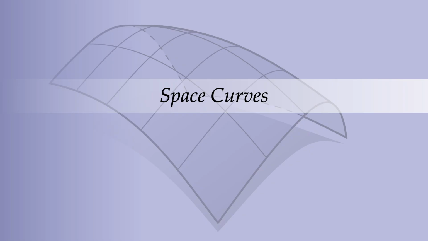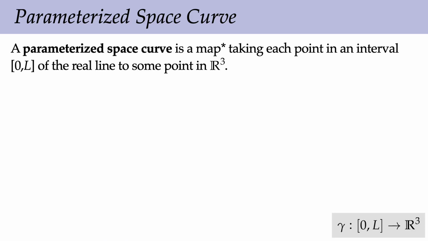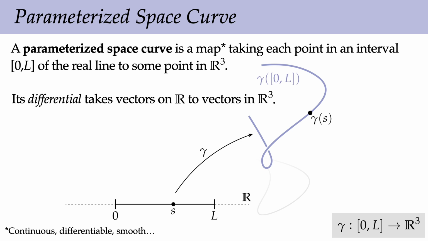Let's talk about curves in three-dimensional space. So in particular, we'll say a parameterized space curve is a map taking each point in an interval 0 to L of the real line to some point in R3. So this is exactly the same as our definition for plane curves, except that now we're taking values in three-dimensional space. As before, we could put further restrictions on this map. We could ask that it be continuous or differentiable or smooth, and again, we'll just assume it's as differentiable as needed. The differential of this curve, just as before, takes vectors on the domain to vectors in the image. Okay, but again, we're going now into R3 rather than R2.